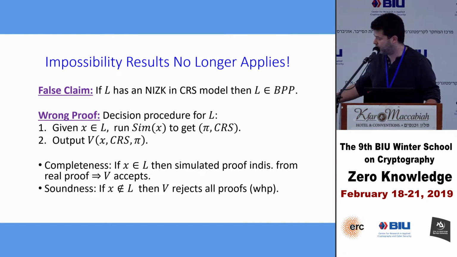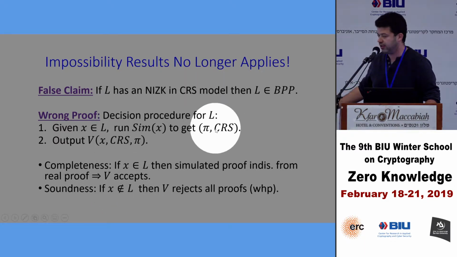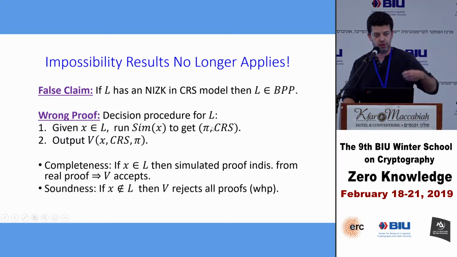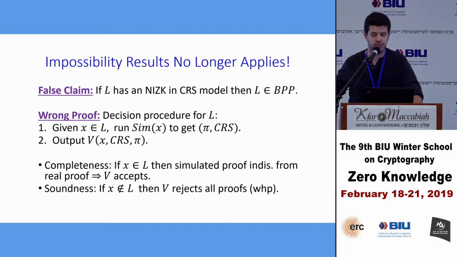Okay, but so the point is that when X is not in the language, the CRS that we generate is not going to correspond to a real CRS, in which case we may have proofs that convince us. And that's why the decision procedure doesn't work. Is the point clear? No questions, so either entirely not or entirely yes. I will hope for yes.